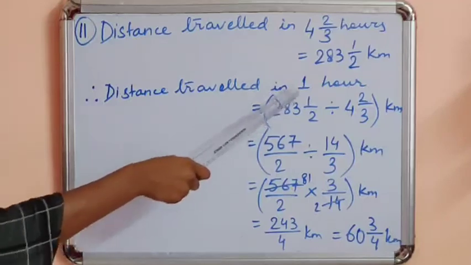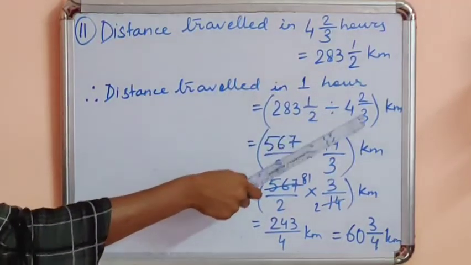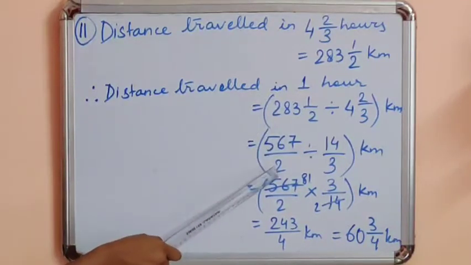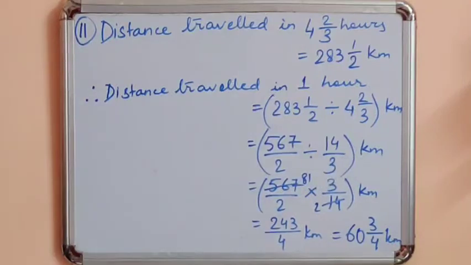That is 283 1 by 2 divided by 4 2 by 3 kilometer. So this is equal to 567 by 2 divided by 14 by 3 kilometer. So this is equal to 567 by 2 into 3 by 14 kilometer. So if you see 14 and 567, they are both divisible by 7. So 7 2s are 14 and 7 81s are 567. Now 81 into 3 is 243, 2 into 2 is 4. So 243 by 4 kilometer, which is also equal to 60 3 by 4 kilometer.